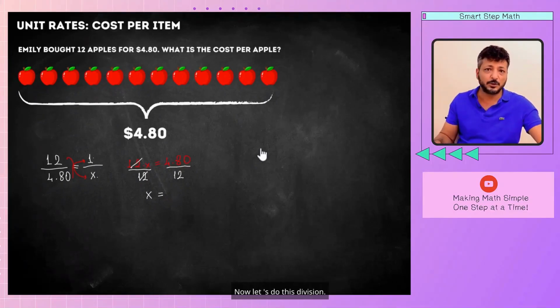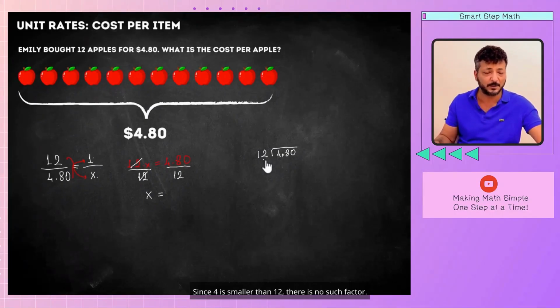Now let's do this division. Let's divide 480 by 12. We will think this way. Starting from the left, is there 12 as a factor in 4? Since 4 is smaller than 12, there is no such factor. That's why I say it exists 0 times.